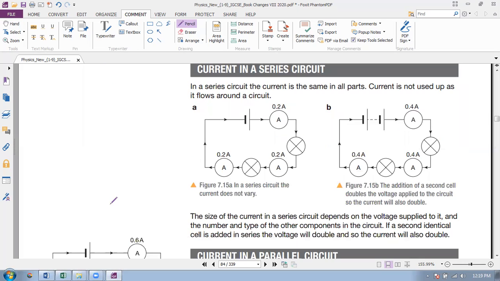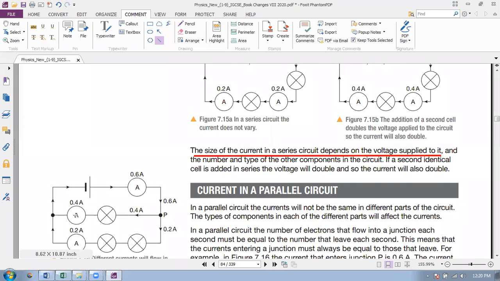Current in a series circuit. In a series circuit, look at this, current remains the same in all parts. Current is 0.2 ampere here, 0.2 ampere here, 0.2 ampere here, 0.2 ampere here. So current is the same in all parts of the series circuit. And the current depends on the voltage supplied. If the voltage supplied is bigger, current is bigger. So the size of the current in a series circuit depends on the voltage supplied to it. If the voltage is increased, current would increase.